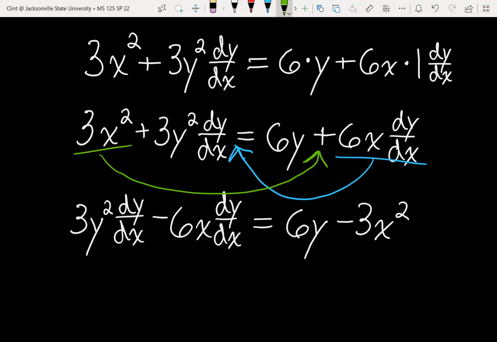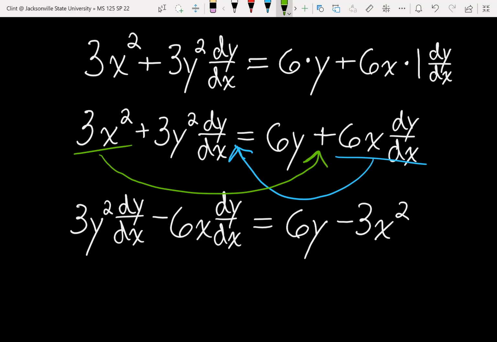Okay. And then what can we do from here? Trying to get dy dx by itself. Getting there. Right now, yeah, you got the right thing in mind. So ideally, we want this 3y squared to get moved over here, and we want this negative 6 to get moved over here.